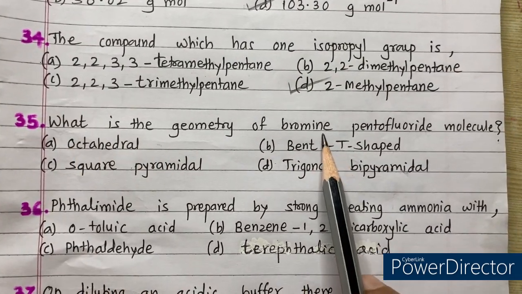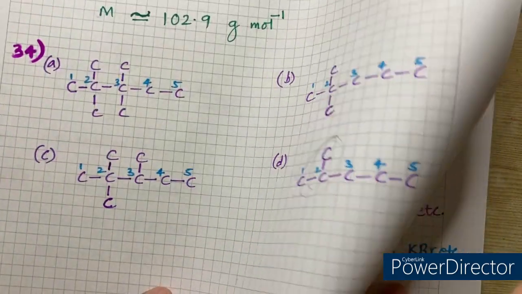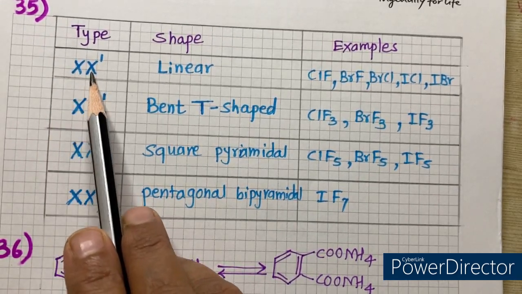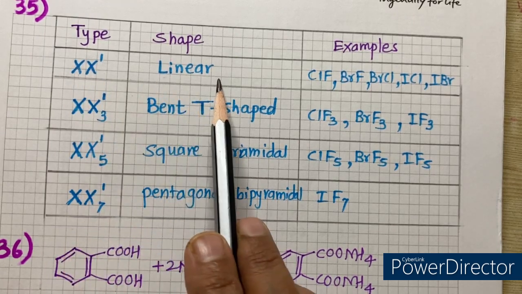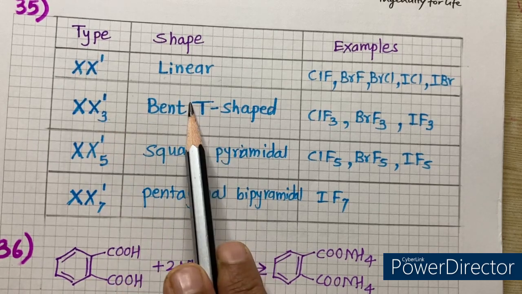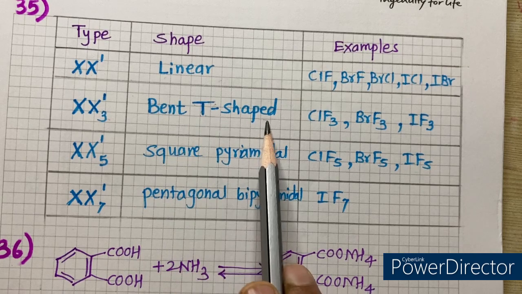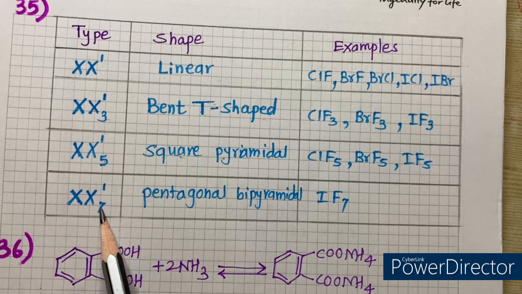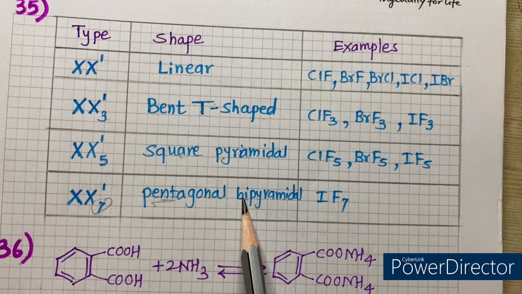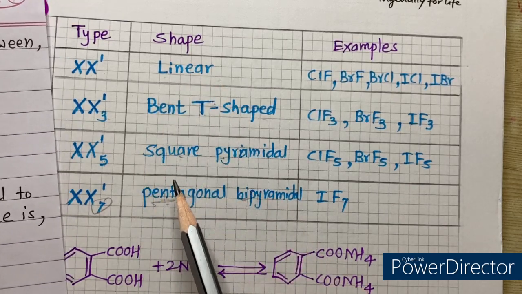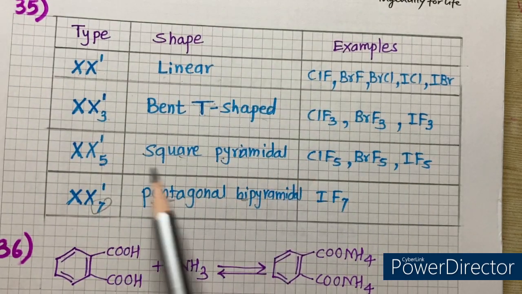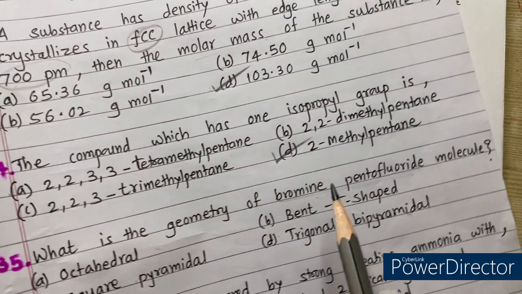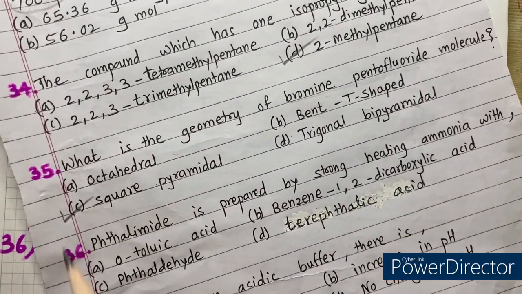Next, what is the geometry of bromine pentafluoride? Bromine pentafluoride molecule. Now here some tips. See here, interhalogen compounds with XX dash, that is only two, therefore linear. Okay, here three, that is remember like this, three is bent T shape, 5, that is 4 plus 1, square pyramidal. Then XX dash 7, that is 5 plus 2, pentagonal bipyramidal. Okay, like this, remember. Now here, bromine pentafluoride is of this type. Okay, these are the examples. Therefore, the structure is square pyramidal. Square pyramidal, this one. Next.